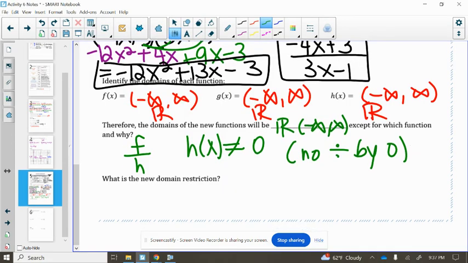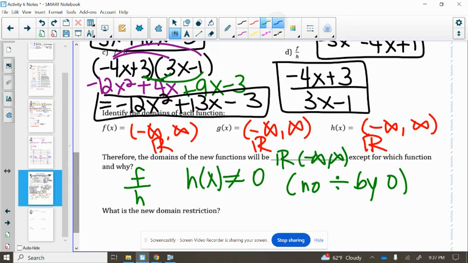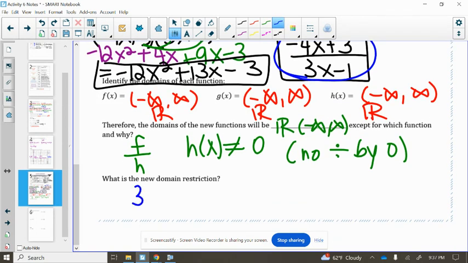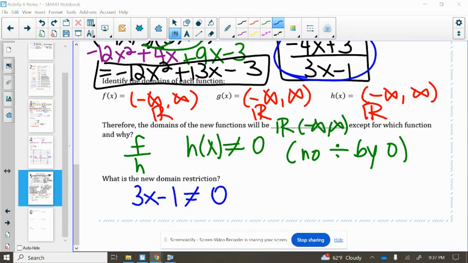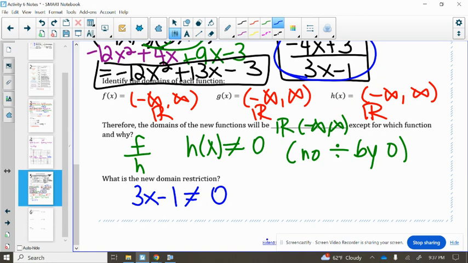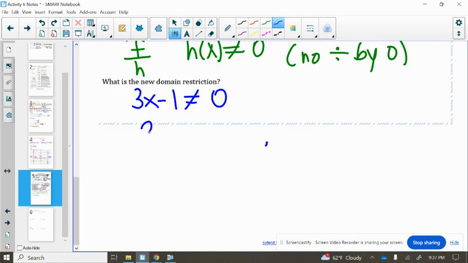So if we look at this function, we know that the denominator, which is 3x minus 1, cannot equal 0. So what we end up doing is solving here: add over the 1, divide by 3, and we find out that x is not allowed to equal 1/3.